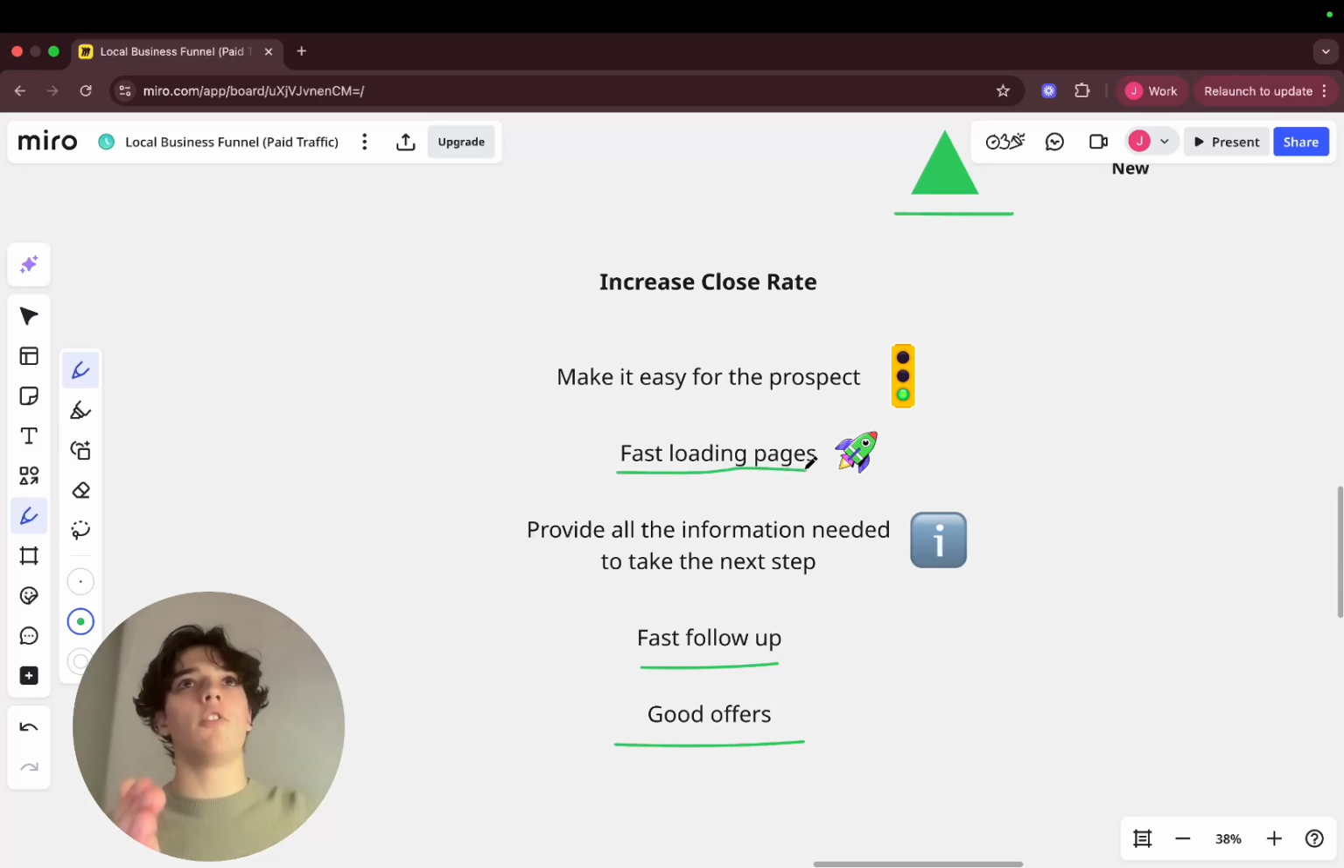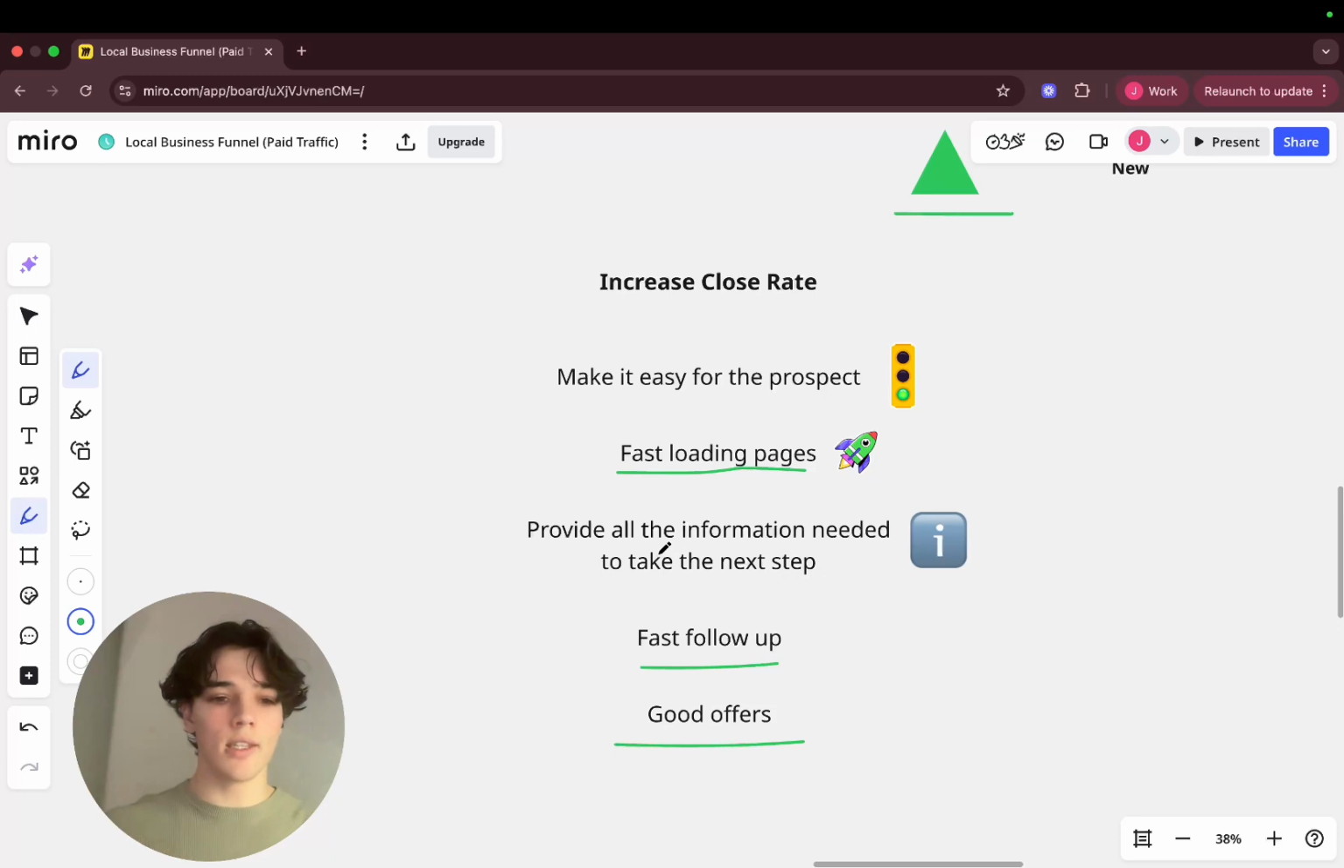For example, if your click-through rate is high on your ads, but the number of people who are actually landing on your page is lower than your click-through rate, or the amount of people who have clicked, it's probably because your landing page is not loading quick enough. So they click on the ad, and then before it even loads, they get off because it's just taking too long. So make sure you're having pages that are loading fast enough, people can actually see what is on it. And provide all the information needed to take the next step.